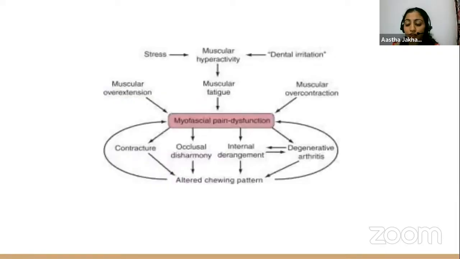There is a chart showing how the myofascial pain dysfunction proceeds. It is through the stress, dental irritation that can cause muscular hyperactivity, leading to muscle fatigue and ultimately MPDS. It can also be caused due to muscular overcontraction or extension, along with it due to altered chewing pattern. Now, this altered chewing pattern can also be caused as a consequence of MPDS due to occlusal disharmony and internal derangement.